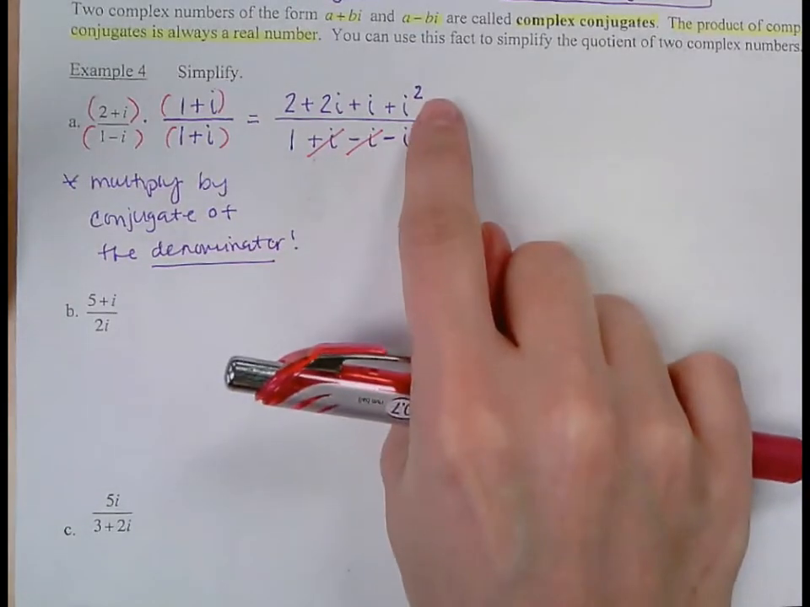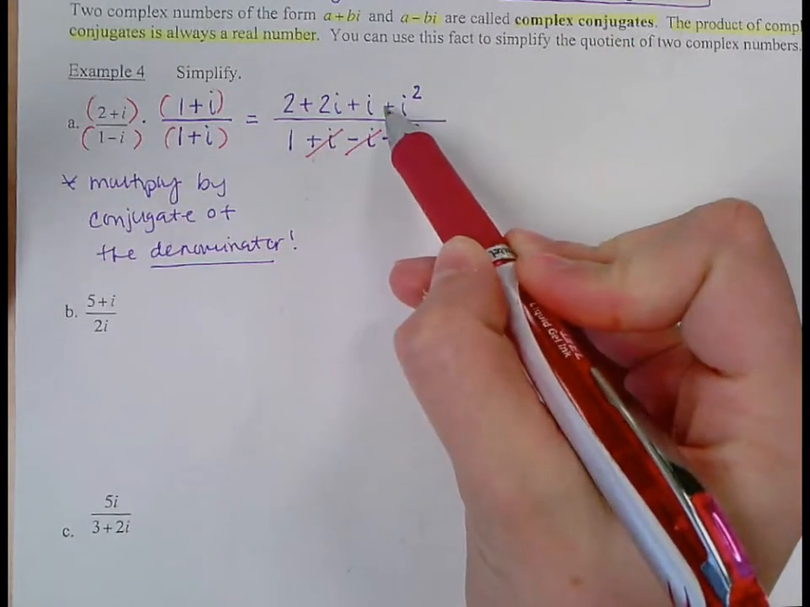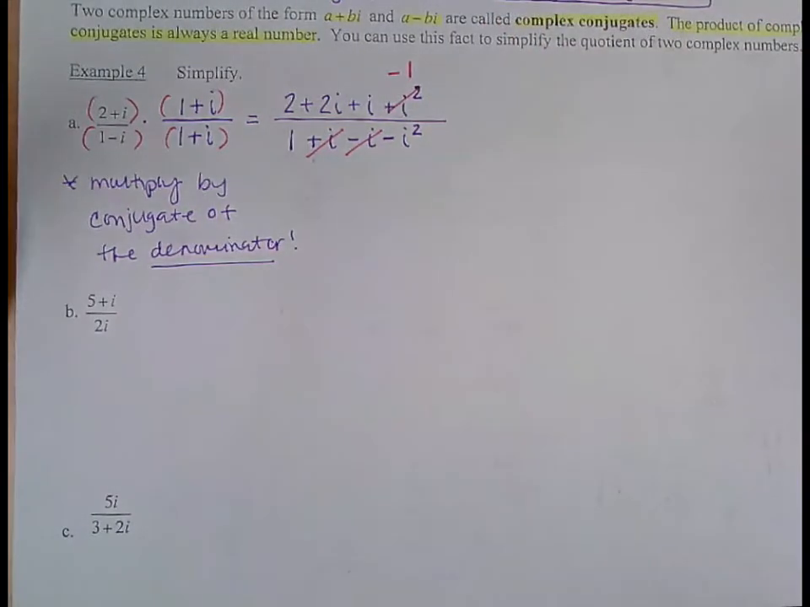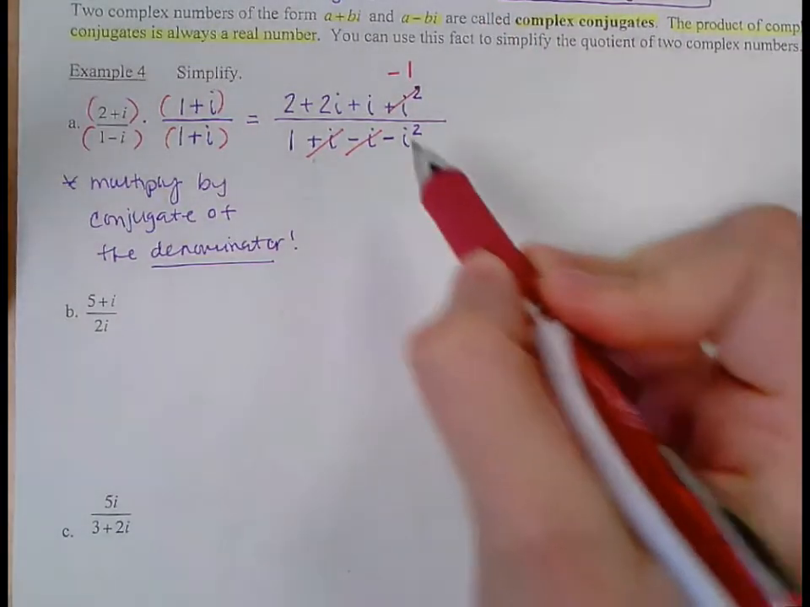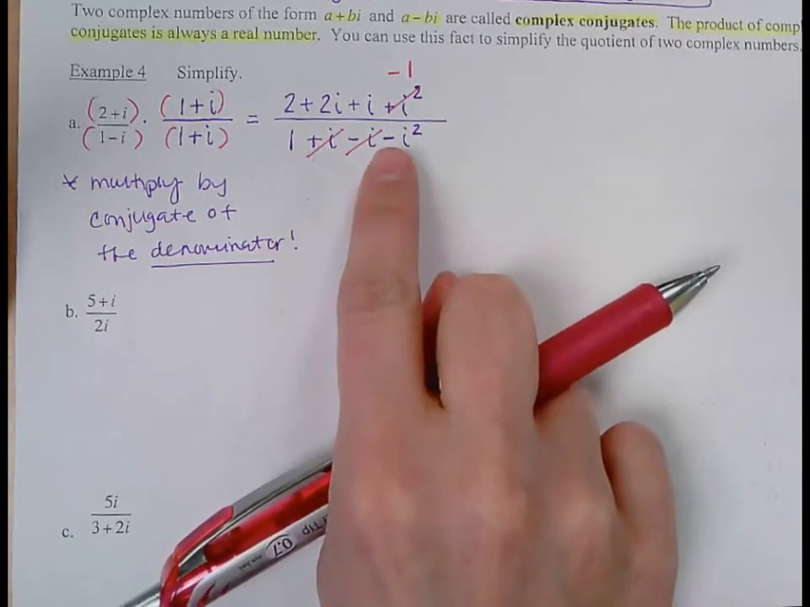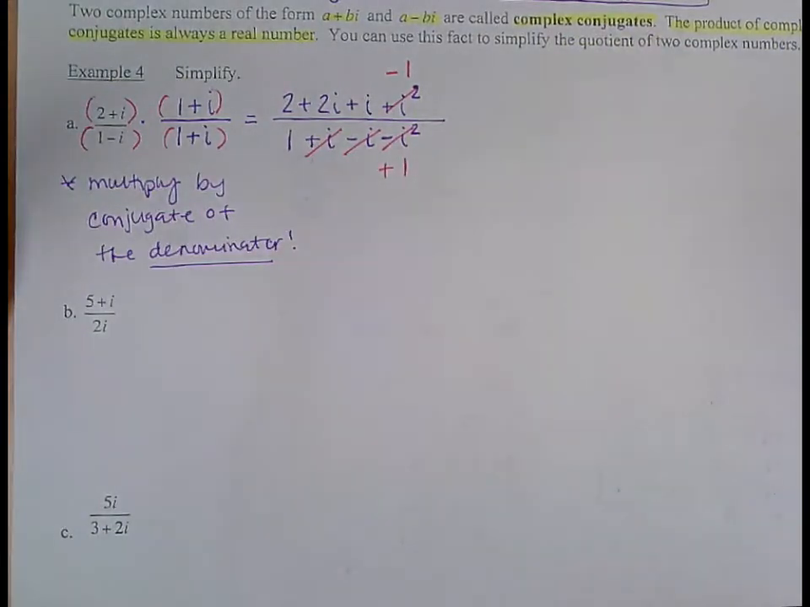And then I have an i squared on the top and the bottom. I squared we just talked about is negative 1. So here when I have plus i squared, that's really minus 1, or plus a negative 1. On the bottom, when I have minus i squared, that's really minus negative 1, which is really plus 1.